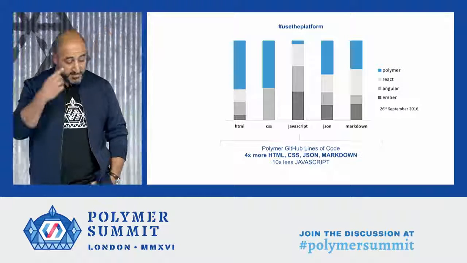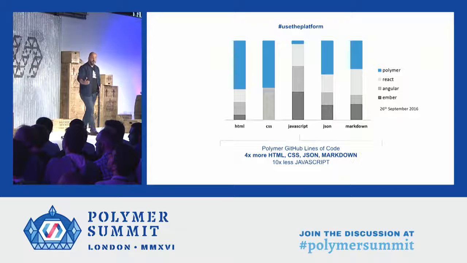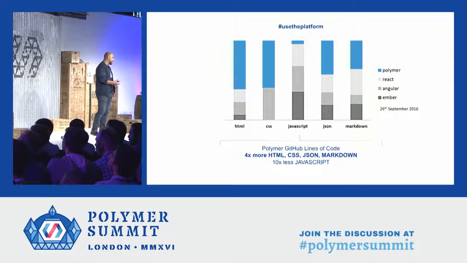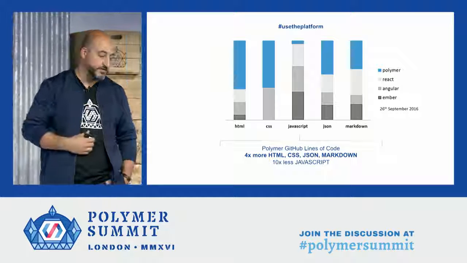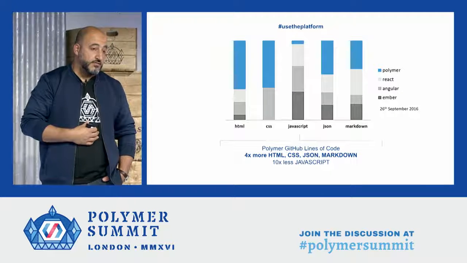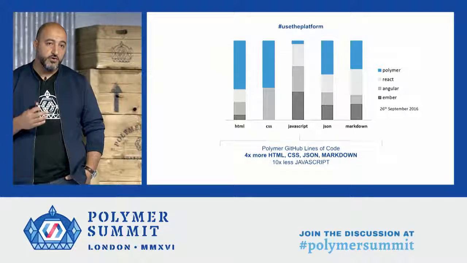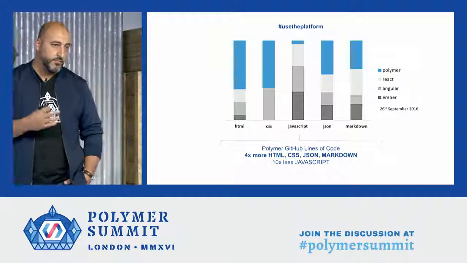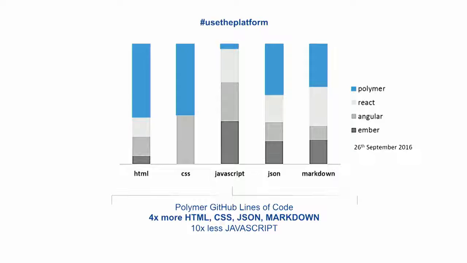But really, from my side, I actually want to talk about the facts. Again, the Polymer team have been saying over and over again, use the platform, use the platform, use the platform. So we went to GitHub and counted the lines of code. Thankfully, they actually offer a function that does that. And I think the chart speaks for itself. There's 4 times more markup with Polymer than any of the other frameworks that are available. And there's 10 times less JavaScript. This is over 3 years, 3 years since the inception of Polymer.